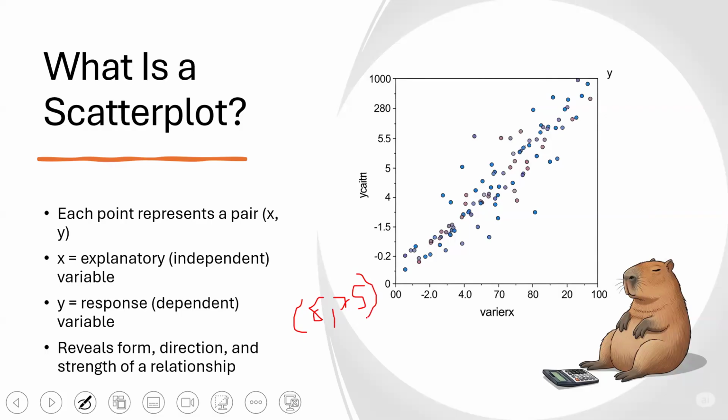The x-axis usually represents the explanatory variable, the one we think might be influencing the other. And the y-axis shows the response variable, the outcome we're interested in. Looking at the pattern of dots can tell us whether the relationship is linear or nonlinear, positive or negative, and strong or weak.